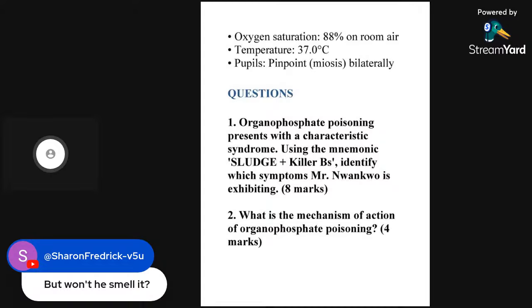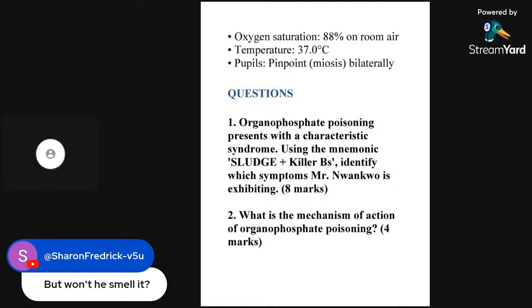All right. So those are the symptoms I mentioned. So use that SLUDGE to answer the question: what is the mechanism of action of organophosphate poisoning? Organophosphate poisoning will definitely cause drooling, salivation. It inhibits a particular enzyme. What's the name of this enzyme? Acetylcholinesterase, which breaks down acetylcholine. All right, acetylcholine is broken down by acetylcholinesterase.